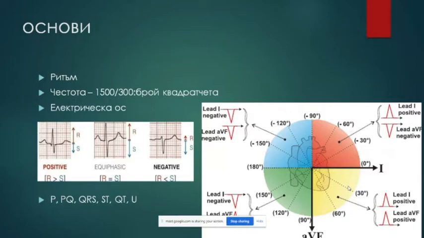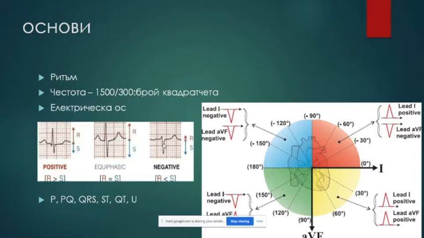By having two poles, the dipoles, you can not only locate, you can find the direction of the electrical impulse propagation, but you can also see whether it's going perpendicular. That's why I'm showing these limb leads. When you have a mainly positive QRS complex, the electrical impulse is going toward this lead. When you have biphasic, equiphasic, then the impulse is going perpendicular to this lead. And when it's mainly negative, then the electrical impulse is going away from it.